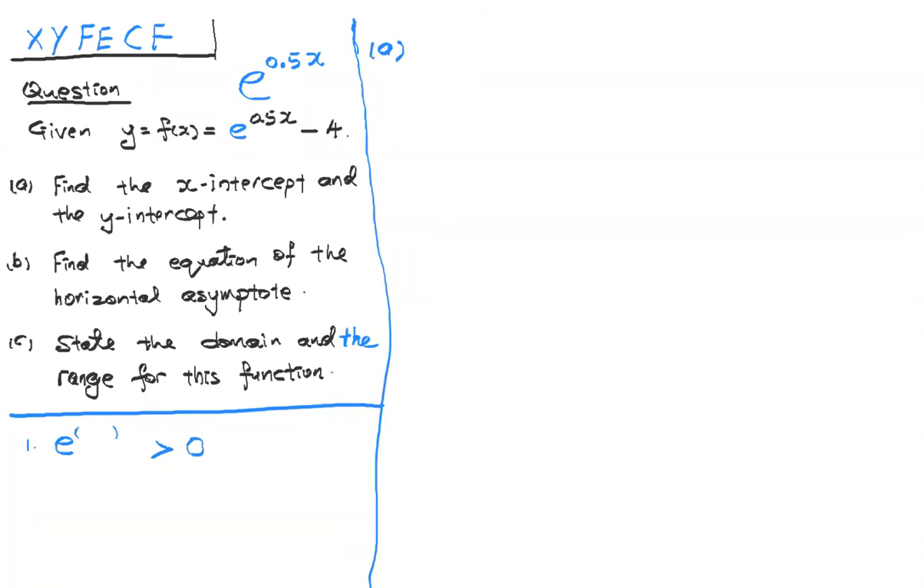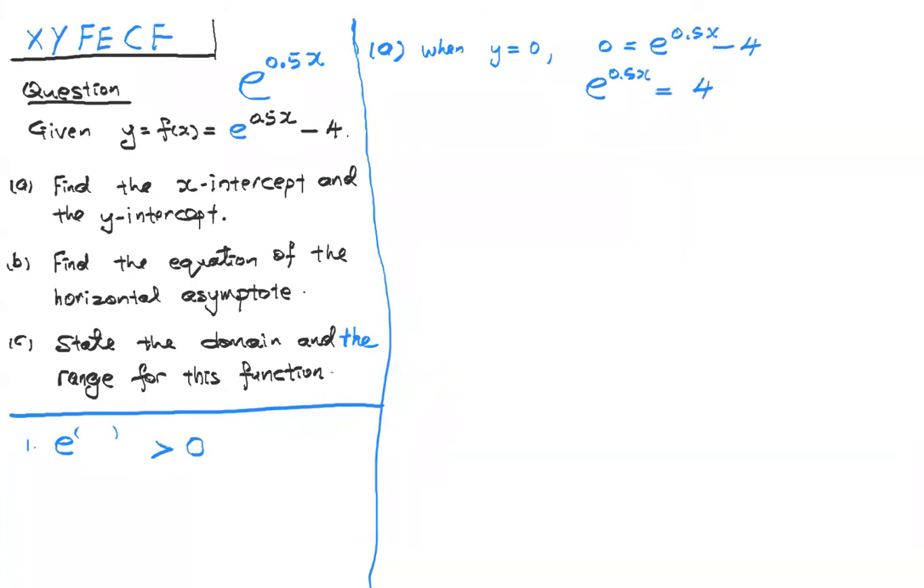So to find the x-intercept, or the y-intercept, we will do it step by step. So we say when y equal to 0, that is, I put my f(x) equal to 0. I have my e to the power of 0.5x minus 4 equal to 0. So my e to the power of 0.5x will be equal to 4.